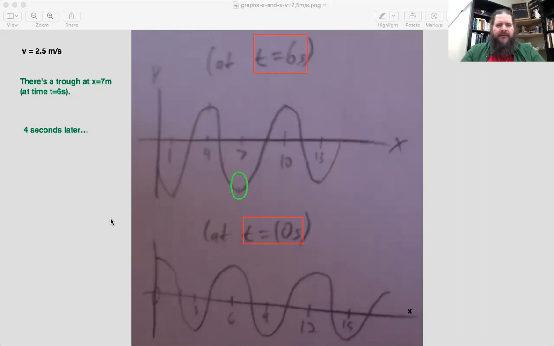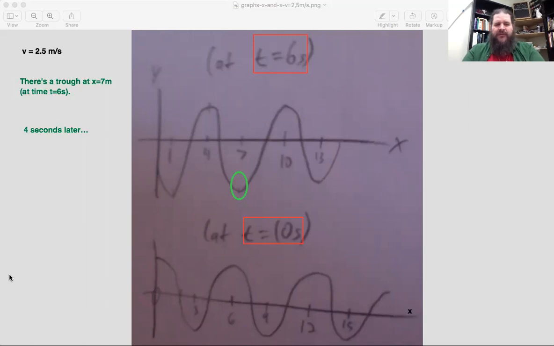Right, if we go back to the original definition of velocity, velocity means distance over time. In this case, we know the velocity is 2.5 meters per second. We don't know delta x, but we do know that delta t is 4 seconds, because there's 4 seconds of time passing between this snapshot and this snapshot. So you can solve for delta x.